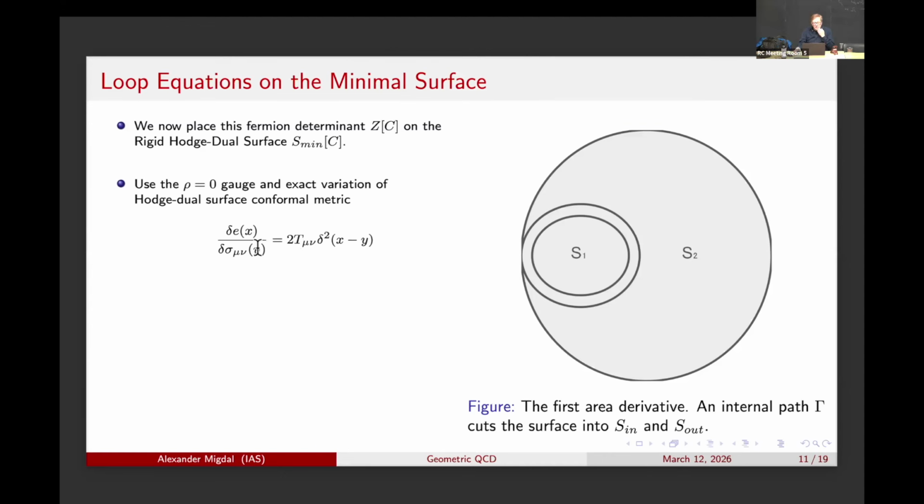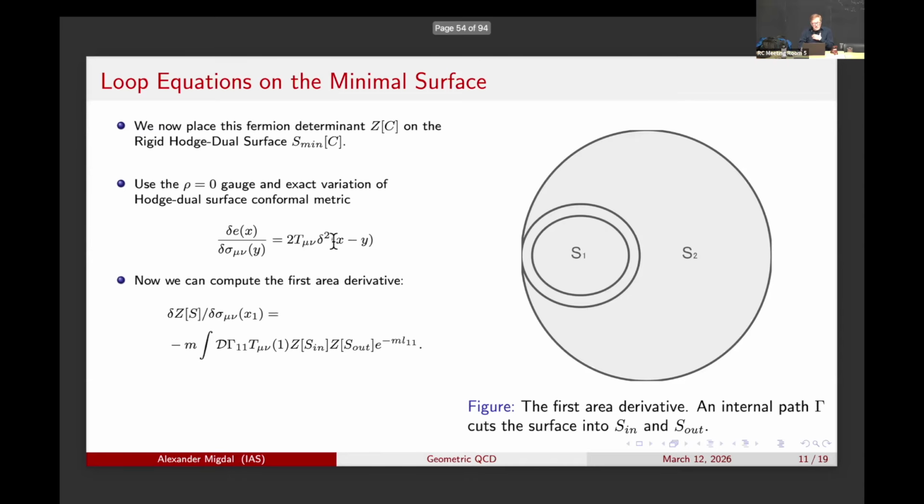Because basically delta sigma nu is the absolute value of sigma mu squared. So when you take the square root of sigma mu squared and find the variation, you'll get this factor. So that's the variation, and this delta function means that you will select only paths which touch the boundary.